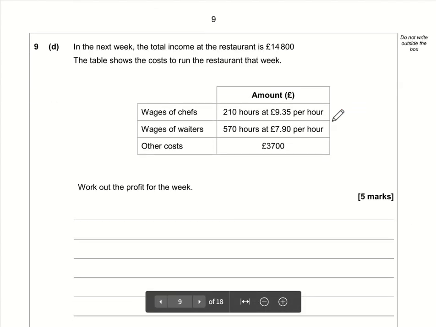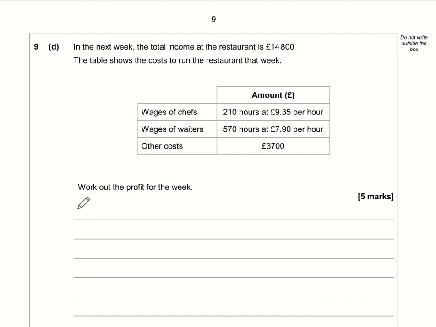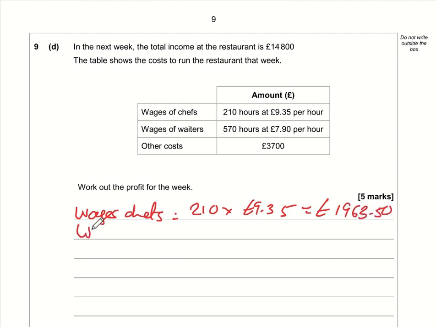Okay, so for part D, I'm going to work out wages of the chefs. So that's going to be 210 times £9.35, and that is £1,963.50. The wages of the waiters, that's 570 times £7.90, that is £4,503.